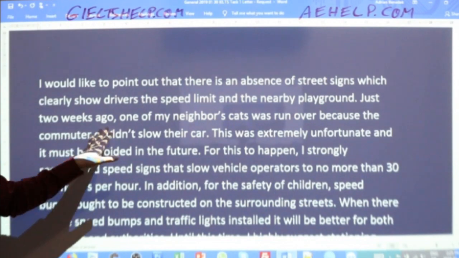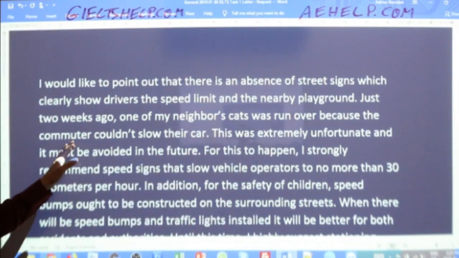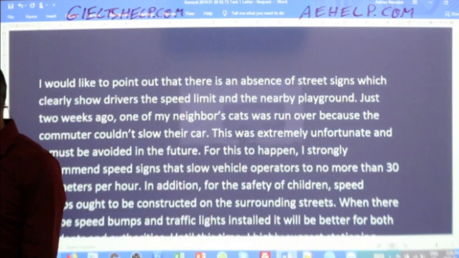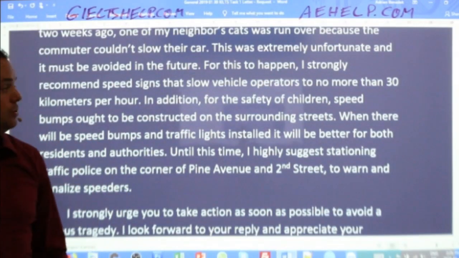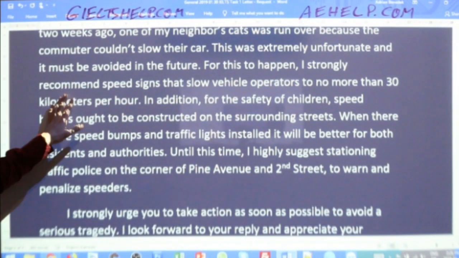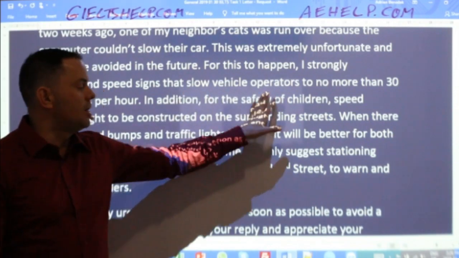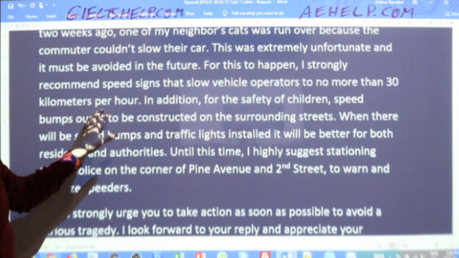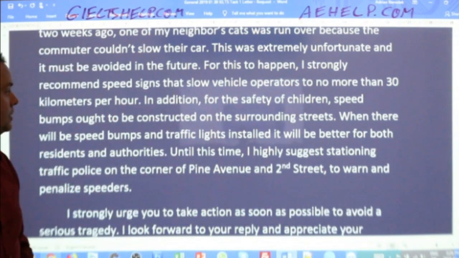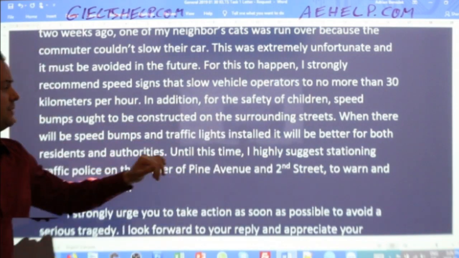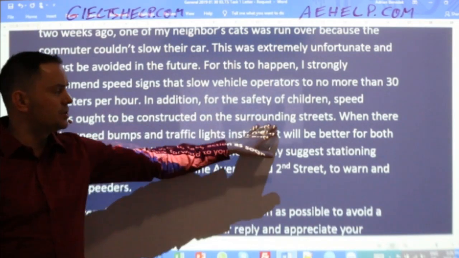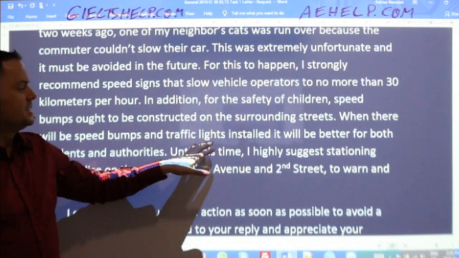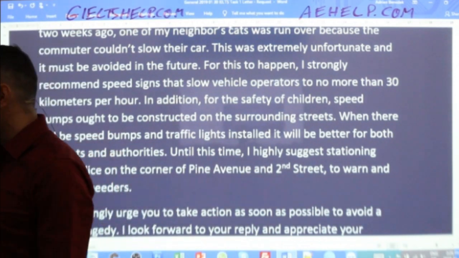Just 2 weeks ago, one of my neighbor's cats was run over because the commuter couldn't slow their car. This was extremely unfortunate, and it must be avoided in the future. For this to happen, I strongly recommend speed signs that slow vehicle operators to no more than 30 kilometers per hour. Notice that quantitative language. That really helps to increase that band score. In addition, for the safety of children, speed bumps ought to be constructed on the surrounding streets. When there will be speed bumps and traffic lights installed, make sure to put in that important comma here.